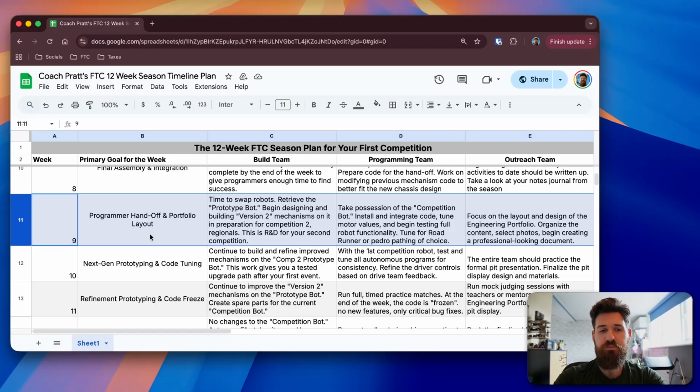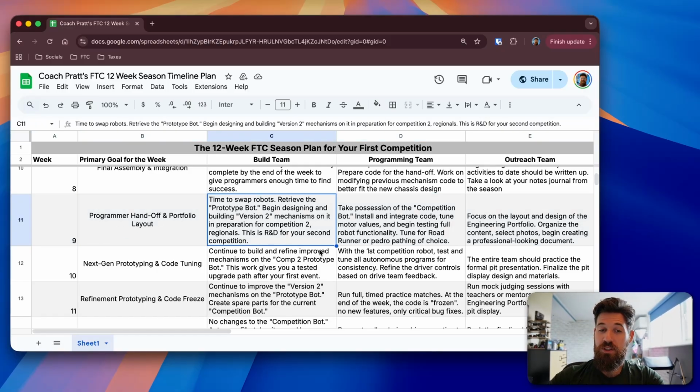Minor tweaks are okay, but any time you spend building means your programmers have less time to make your robot more consistent and means your driver has less time to actually practice. So for your build team, what should you be focusing on? Now it should be time for you to swap your robots.